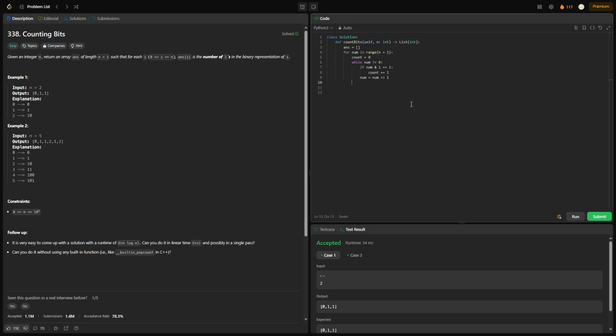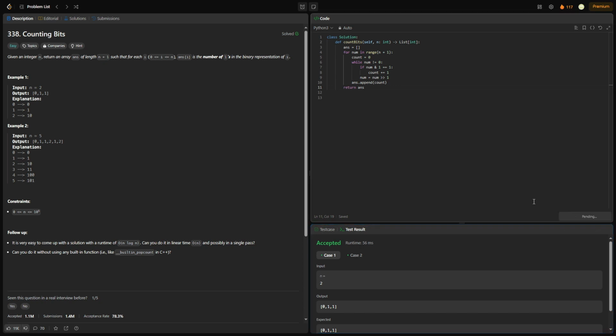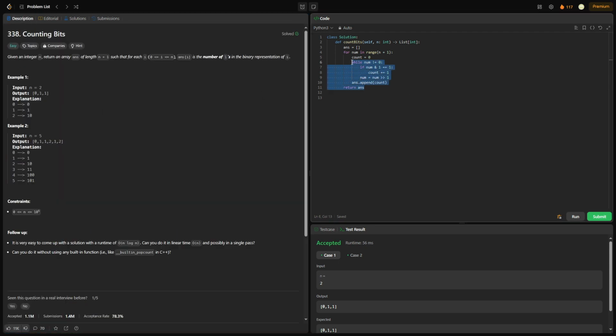After that, we already have the count, so we append the count to the answer, and right out here we return the answer. Okay, pretty simple. That's how I would solve it in an interview. The only problem is this isn't super efficient. There's a more efficient way you can solve it.